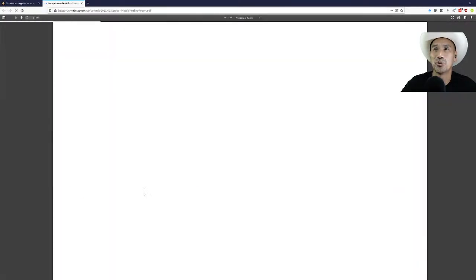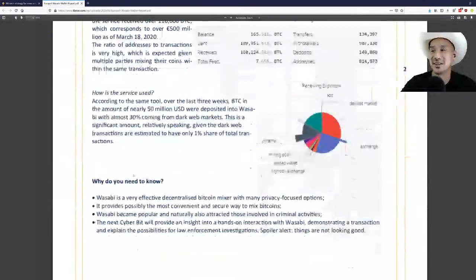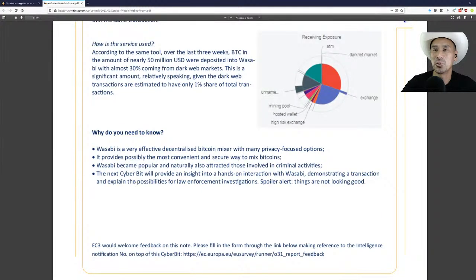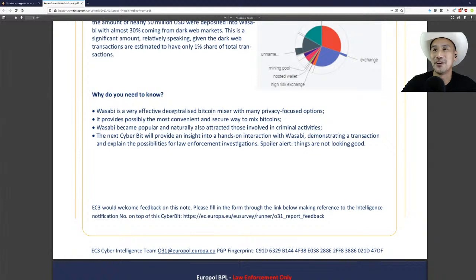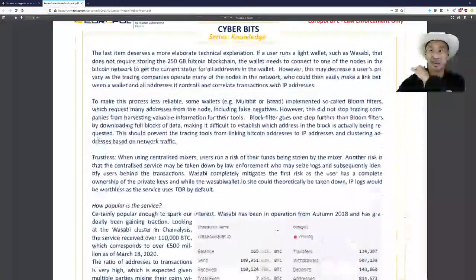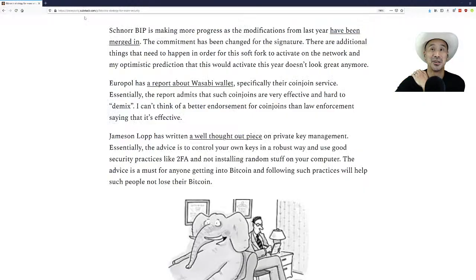Europol has a report on Wasabi Wallet. This is an interesting read. Basically, they're saying Wasabi is a very effective decentralized Bitcoin mixer with many privacy-focused options. It provides possibly the most convenient and secure way to mix Bitcoin. So I can't think of a better way to endorse Wasabi's mixing service than something from a police department that says this is really hard to trace and so on.